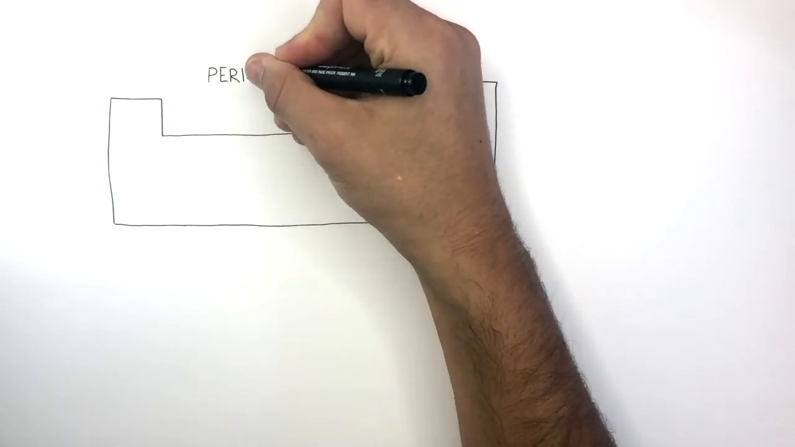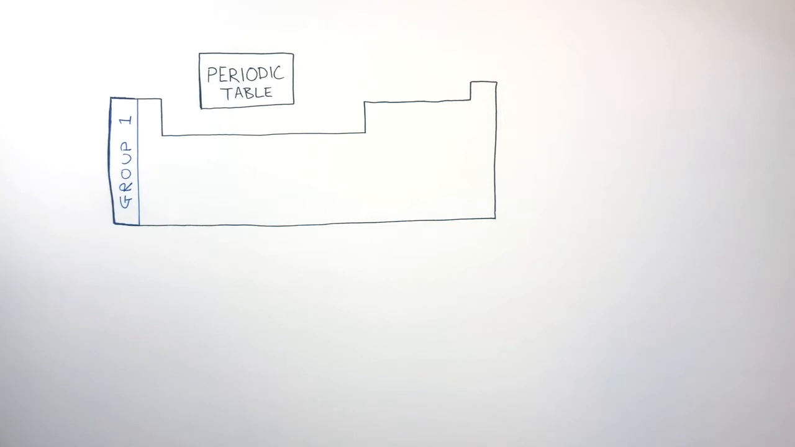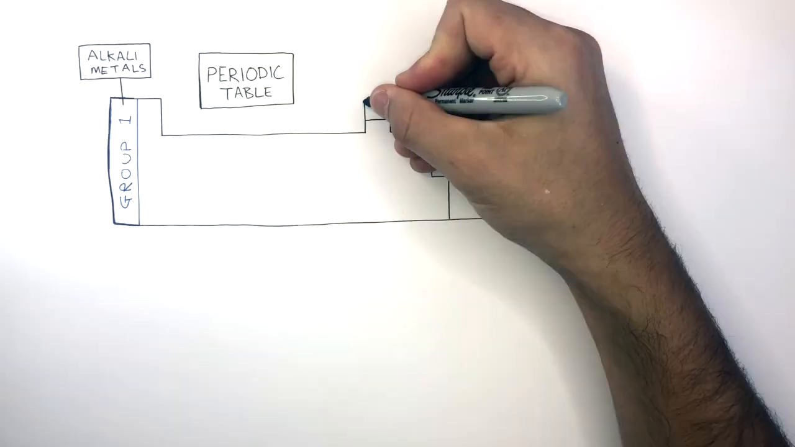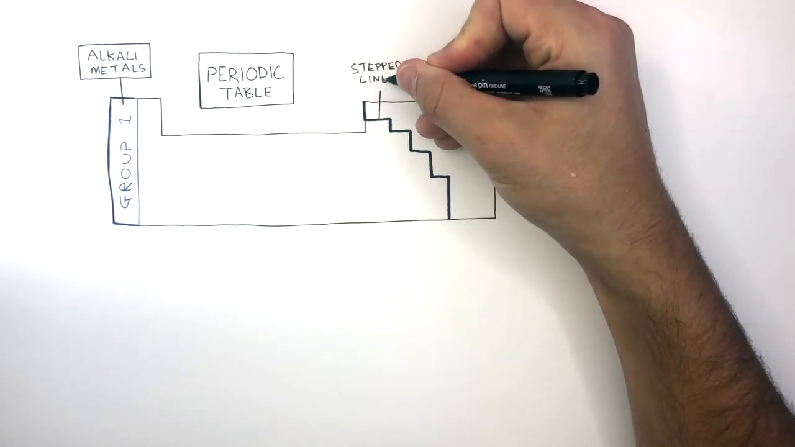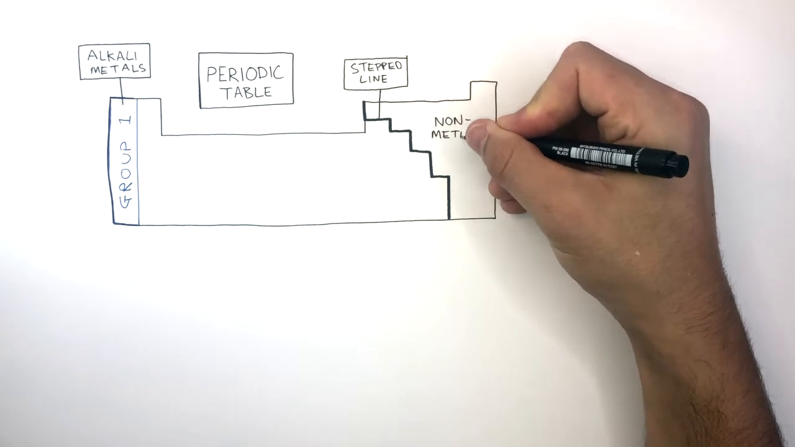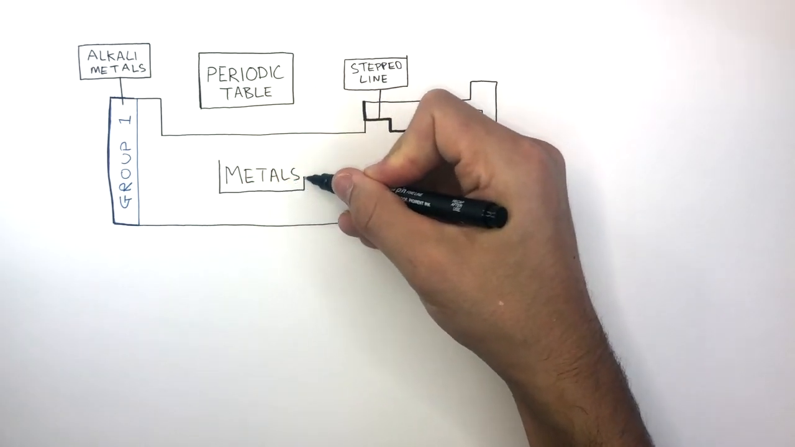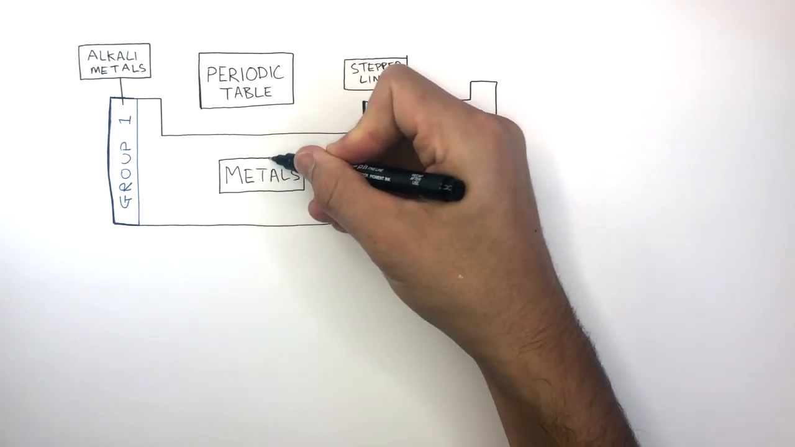Here is a simplified periodic table where Group 1 metals can be found to the far left. Group 1 metals are also known as the alkali metals. Here I'm drawing the stepped line. To the right are the nonmetals and to the left are the metals. We know Group 1 elements are metals because they are to the left of the stepped line.